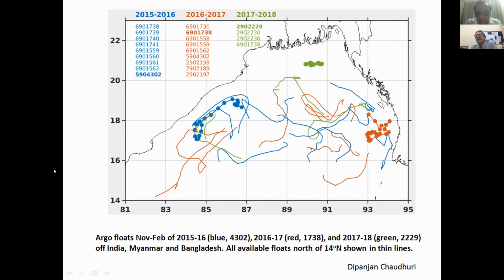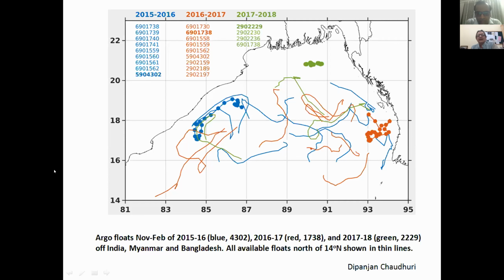So this situation is not optimal. We do need more measurements within that 300 kilometer distance from the coast that Mani was talking about in his introduction.